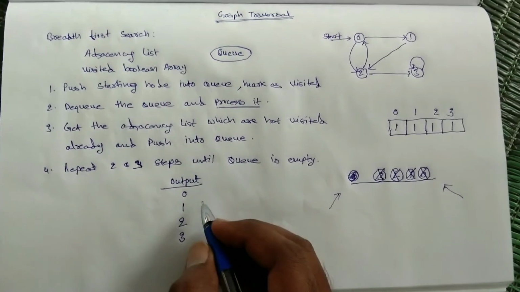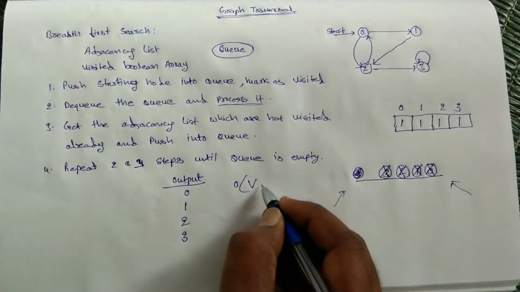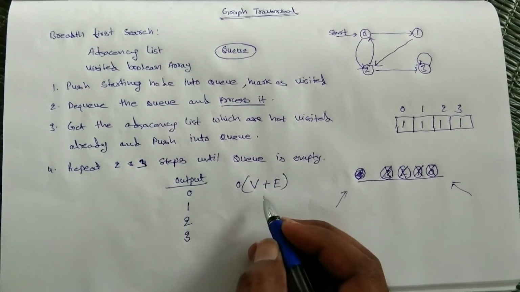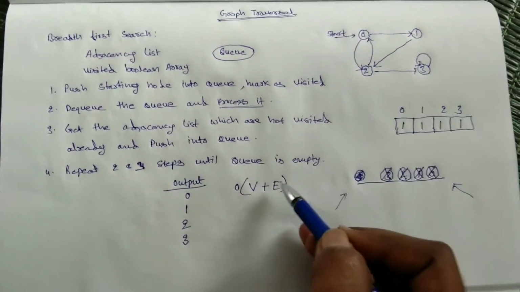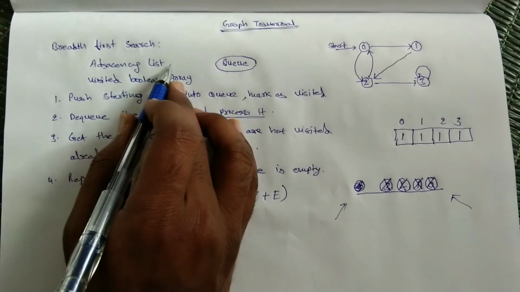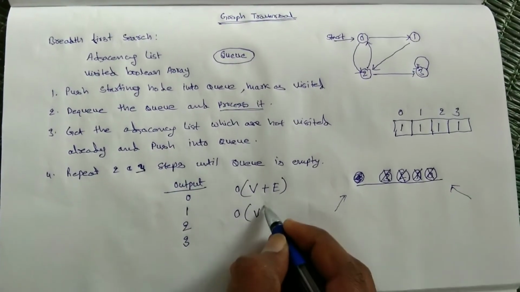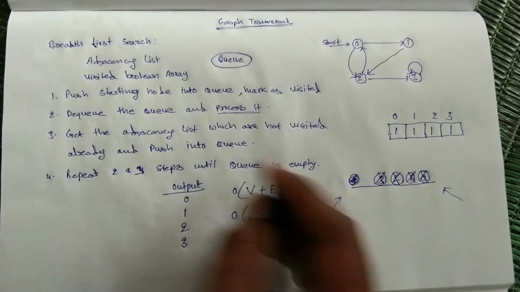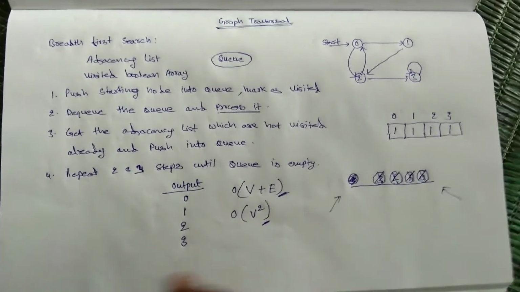The time complexity of the breadth first search algorithm is order of the number of vertices plus edges, because finding the adjacency list of a particular node is equal to the number of edges. If, instead of an adjacency list, you use an adjacency matrix representation of a graph, the order will be V squared. So the time complexity of that is more. That's why we use an adjacency list for reducing the time complexity.